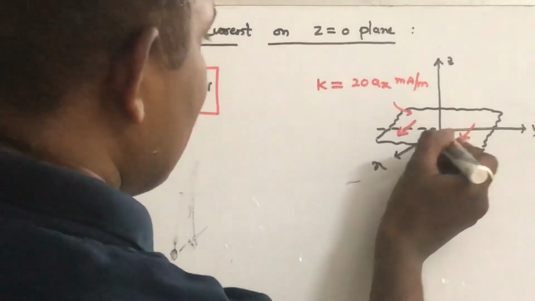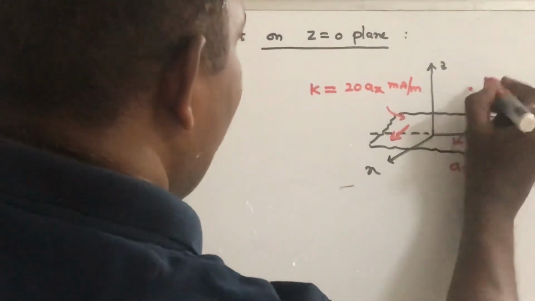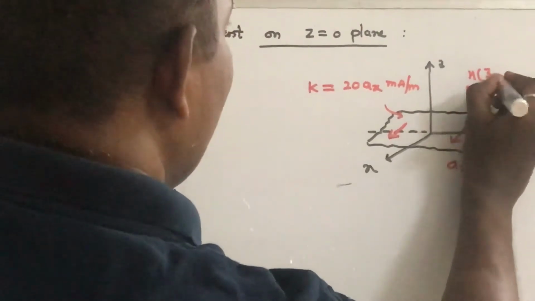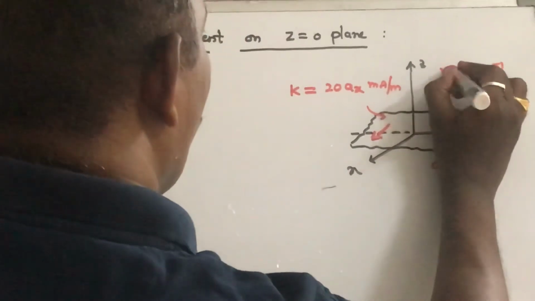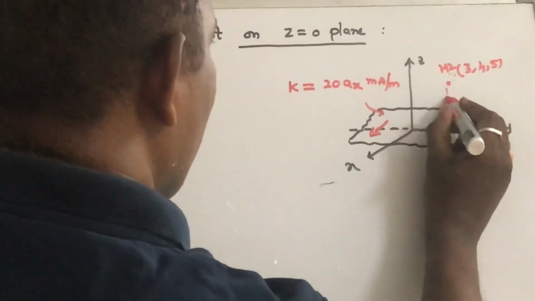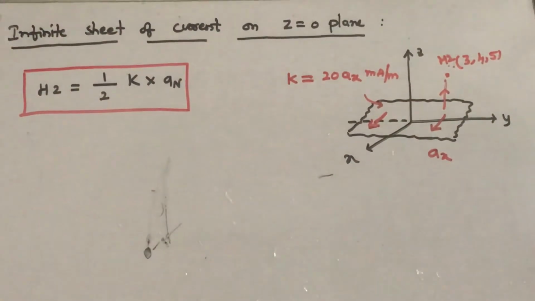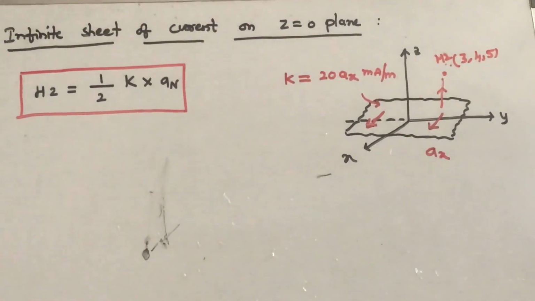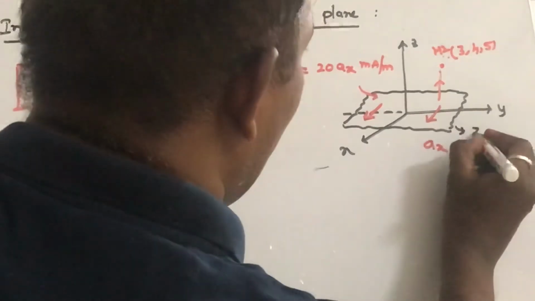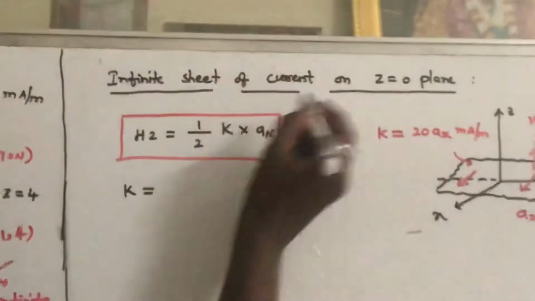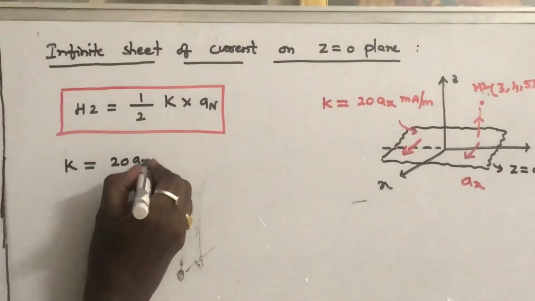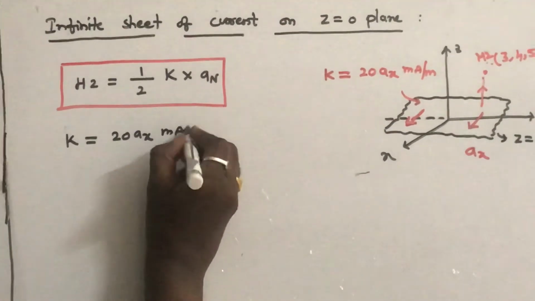Anyway, what is the point where we want to find out? At the point, H will be somewhere here, 3, 4, 5. Let us call this H2. So we want to find out H2 because of this infinite sheet, which is the z is equal to 0 plane. Now here, what is K in this formula? K is 20 AX milliampere per meter.